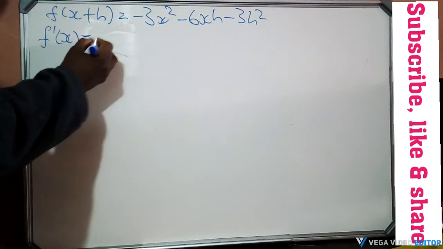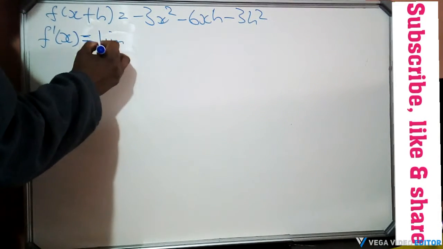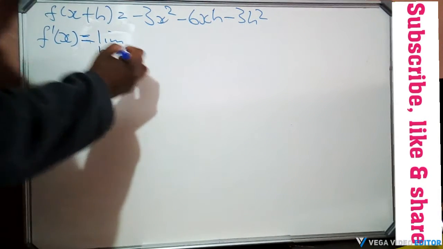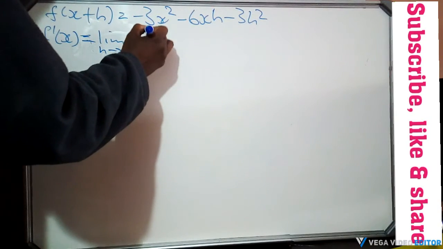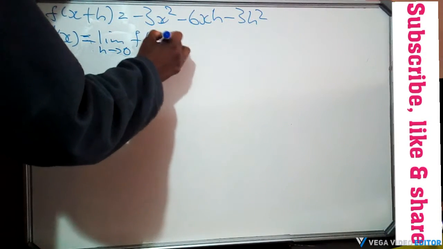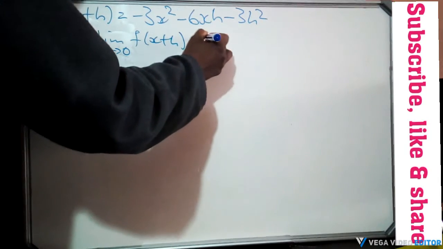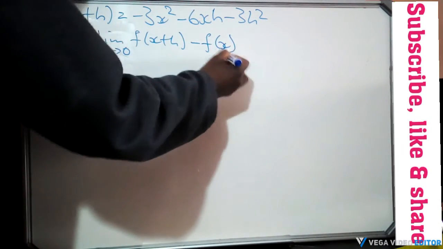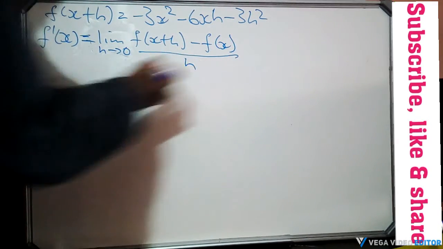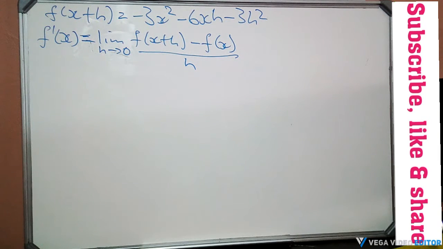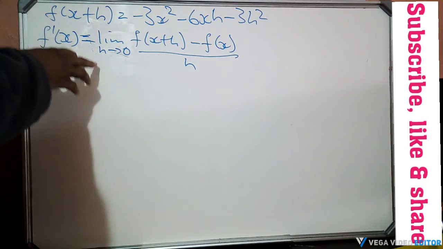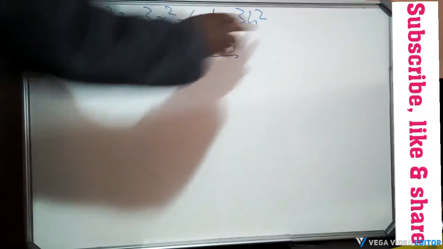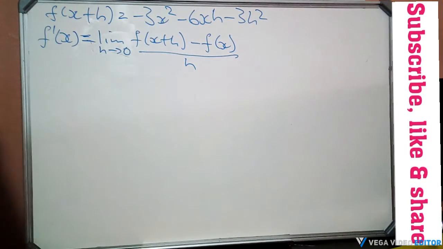That will be the limit with h approaching 0, right? f(x + h) minus f(x), divided by h. All right. It is easy to forget the limit with h approaching 0, so always remember to put it because we're using first principles. Then our next step is to substitute what we have into the formula there.